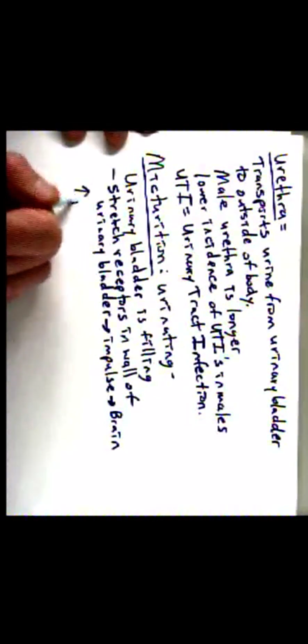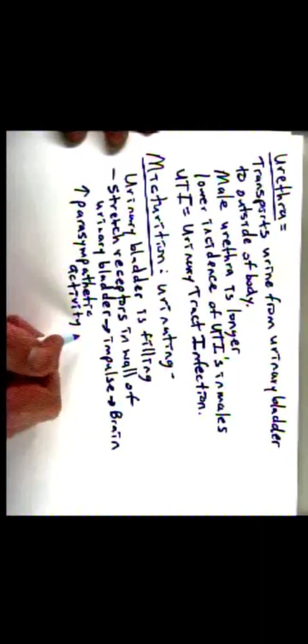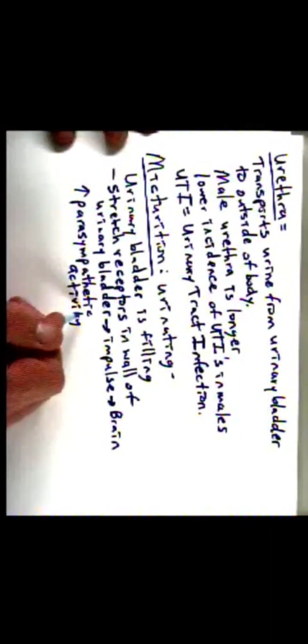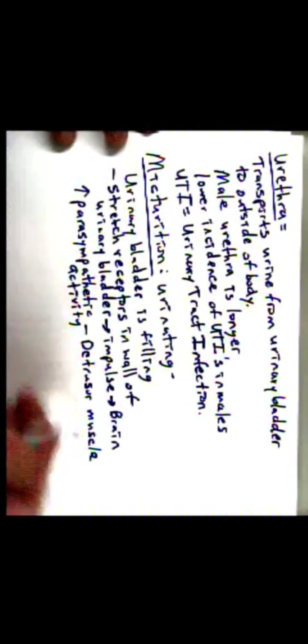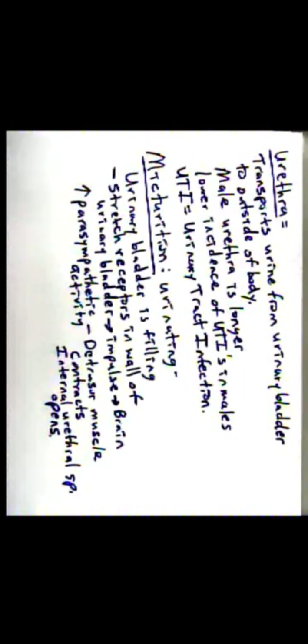There will be an increase, a couple of things I want to mention. There will be an increase in parasympathetic activity. What I mean by that, remember the sympathetic and parasympathetic branches of the autonomic nervous system, those control smooth muscle. As this happens, the detrusor muscle, which is the major muscle in the urinary bladder, contracts. And also, the internal urethral sphincter opens. So we're putting pressure on the bladder and opening up that internal urethral sphincter.